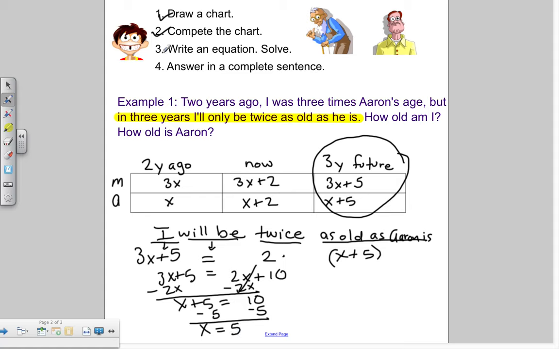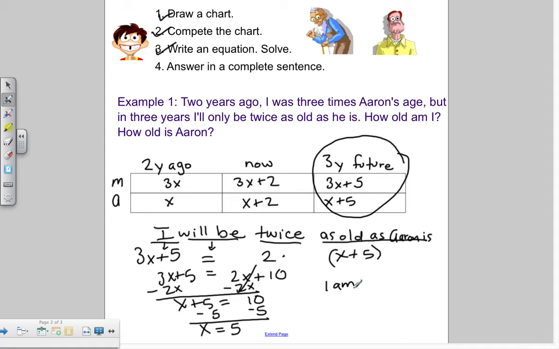Am I done? No, I've just completed 3. Now I've got to do 4. Answer in a complete sentence. So what is it asking? I'm not interested in this anymore. Now I'm interested in the question. So what does the question say? How old am I? How old is Aaron? So now I'm going to write this in a complete sentence.